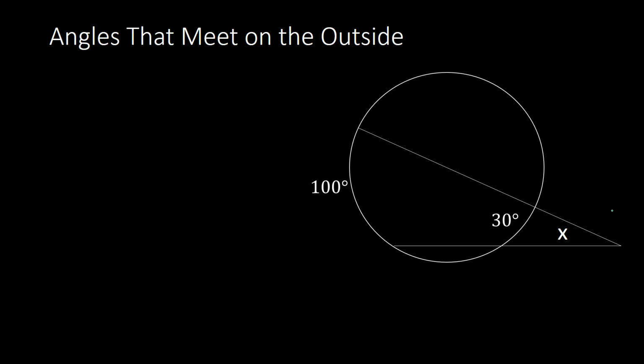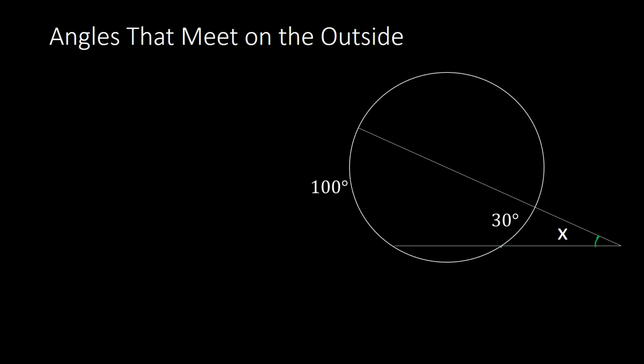Now we have angles that meet on the outside. So right here, angle x is created on the outside of the circle. And to find this angle measure is almost identical to finding the angle that meets on the inside, where if it meets on the inside, we take the average. If it meets on the outside, we're almost taking the average, but instead of adding the arcs and dividing by 2, we're going to subtract the arcs and divide by 2.